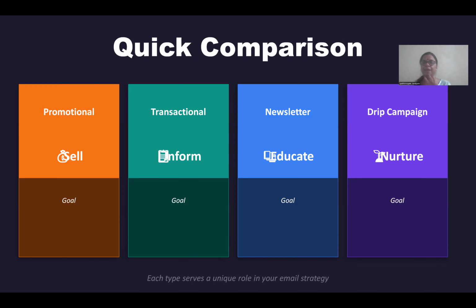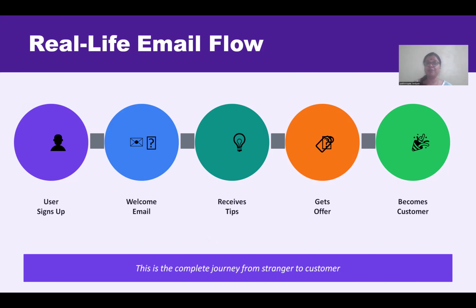Quick comparison. Promotional emails, their goal is to sell. Transactional emails, their goal is to inform. This purchase happened, your product is here, and they send some information about the purchase. Newsletter emails educate their customers. Drip emails nurture the customer. Finally, they will build trust with the customer, and the final stage is to purchase the product.